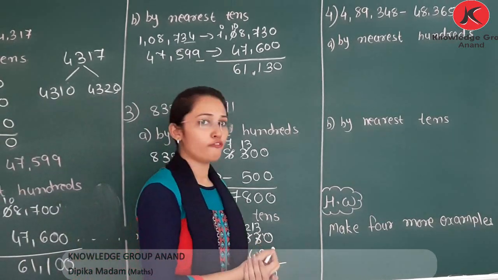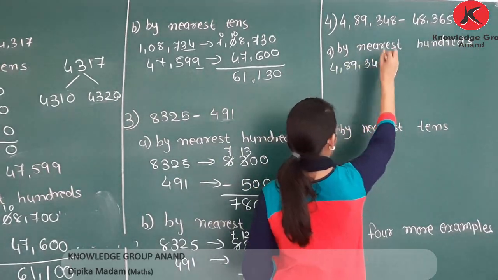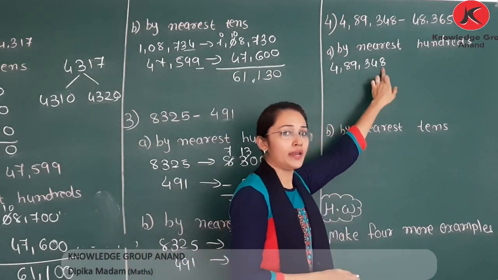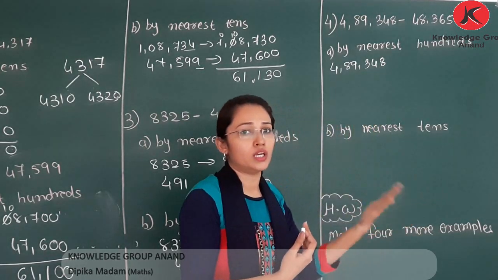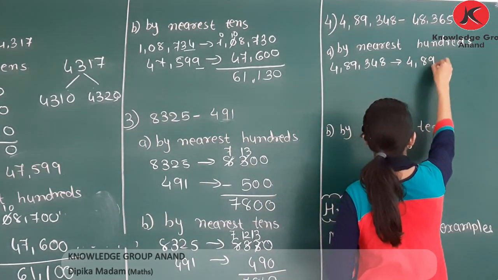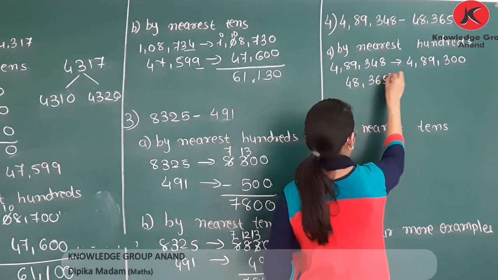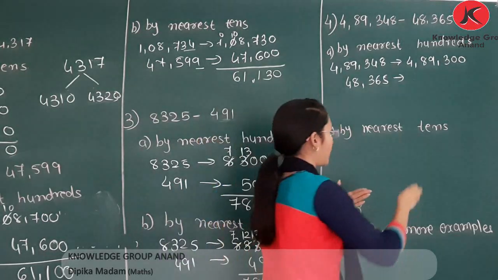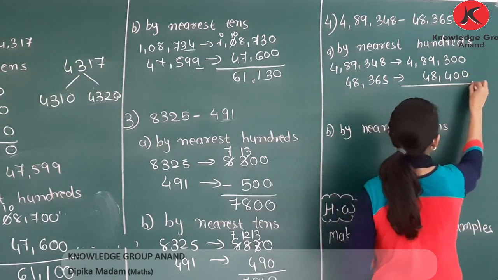Same, example 4. First what do we have to perform? It is between 300 and 400. What is the nearest value? Is it nearer to 300 or 400? Obviously 300. So it is estimated to 4,89,300. Again it is between 300 and 400, but now it is nearby 400, because it is 65. Perform the subtraction.